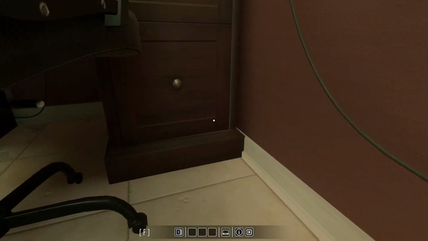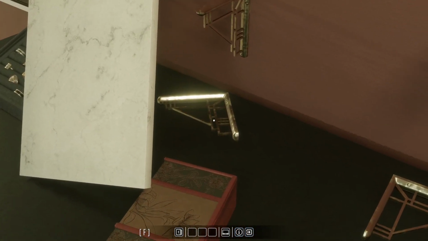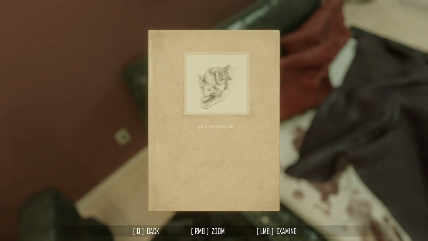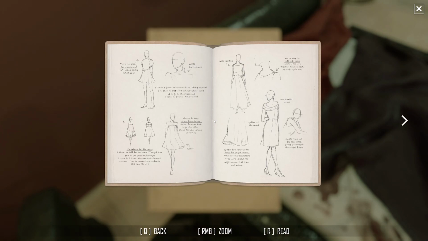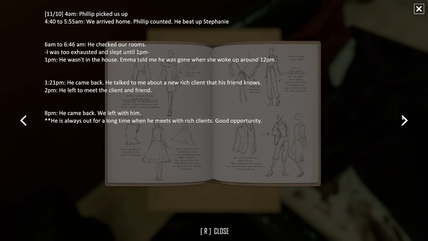Oh, computer. I do really need to check all the places. We can't open this. So let's see. This is a journal. Arrived home. Left house. We left with him. Counted up. He beat up Stephanie. So Stephanie, yes, is the one who was beaten. At least one then.